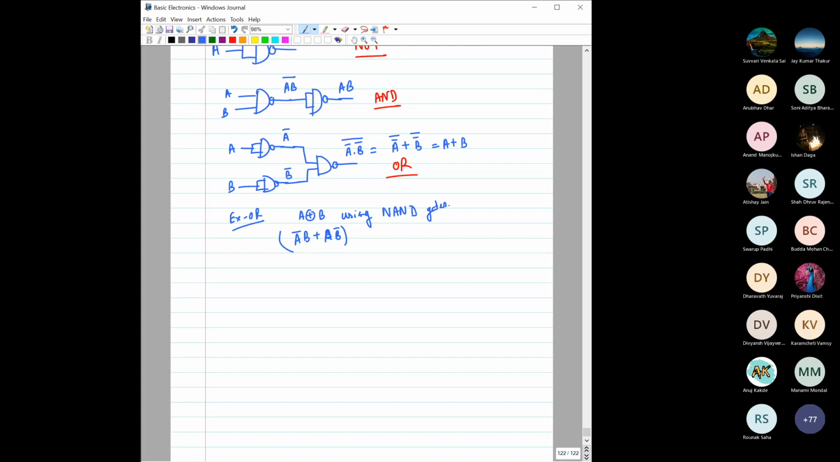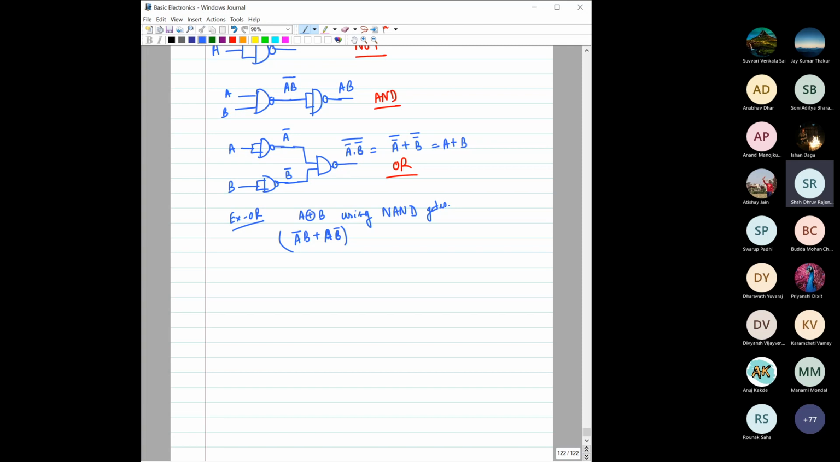Yeah, please let me know how you were thinking. Sir, we will start with A and B bar, using NAND gates only. We will convert this A into A bar and B as it is, and then go with the intersection.